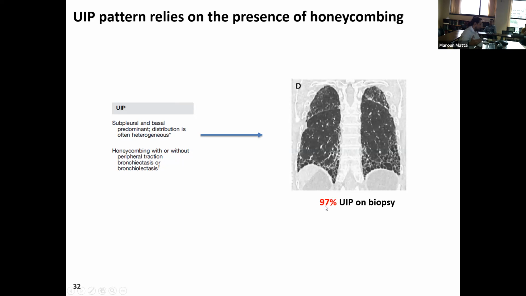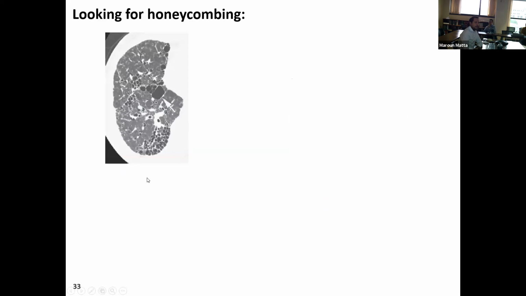That's why the recommendation would never be to biopsy and give someone a 2 to 3% 30-day mortality to get an answer that's 99% positive. So if they have this pattern and you don't have any other exposures or causes, you have an idiopathic UIP, you have IPF. Now that honeycombing story is not always easy.